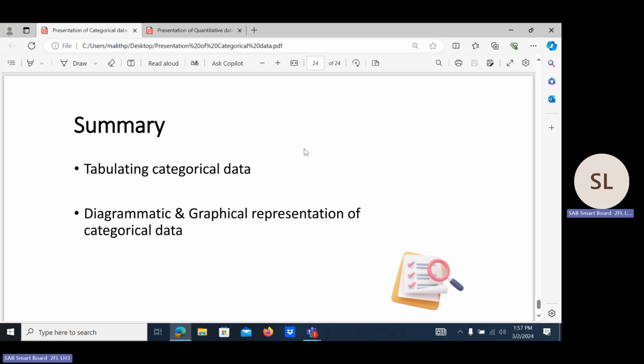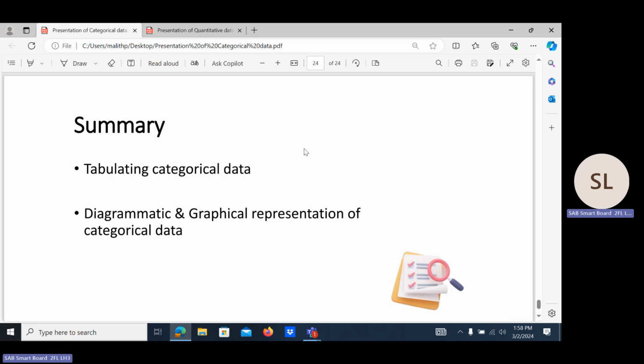Presentation of the categorical data. Okay, now you know what categorical data are. When we conduct a survey, based on the survey we collect the data. The first data we collect we call the raw data. Then we have a lot of numbers and words. We cannot easily understand this kind of raw data, and we cannot do further analysis using the raw data.